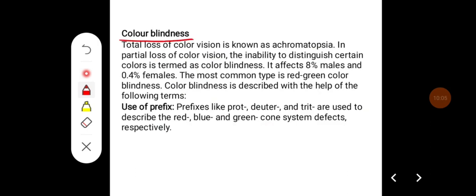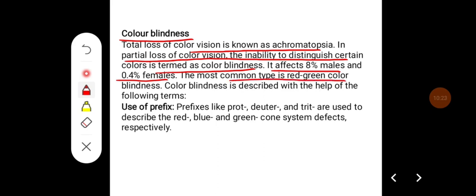Coming to color blindness, total loss of color vision is known as achromatopsia. In partial loss of color vision, the inability to distinguish certain colors is termed color blindness. It affects 8% of males and 0.4% of females. The most common type is red-green color blindness.